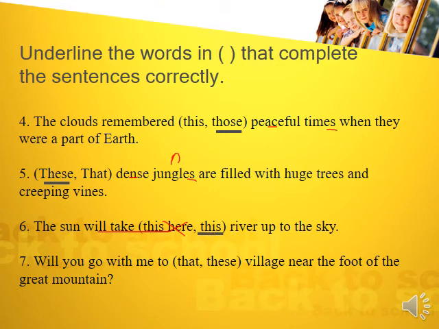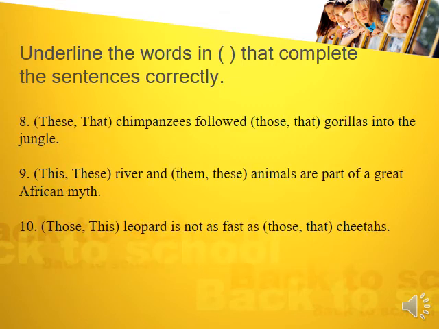Will you go with me to that or this village near the foot of the great mountain? I'm referring to a village which is singular, so it's that. Number 8, these or that chimpanzees followed. Chimpanzees is plural, so it's these. These chimpanzees followed those gorillas. Gorillas is also plural, so we use those. Number 9, this or these river and them or these animals. I cannot say them animals, so them is totally wrong.